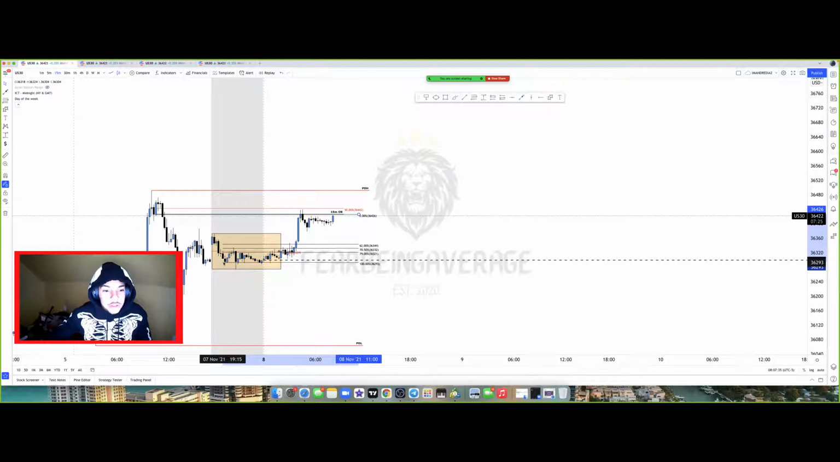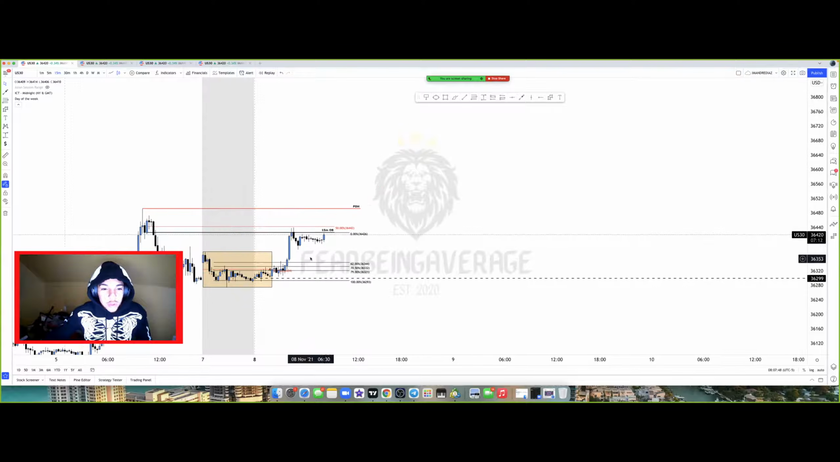I always use the bodies of the candle, because the bodies of the candle are what hold where all the volume is. The wicks are more just where the highs and lows are, but the majority of the volume, where the majority of the orders were being put in, is where the bodies are. So I always use the bodies.